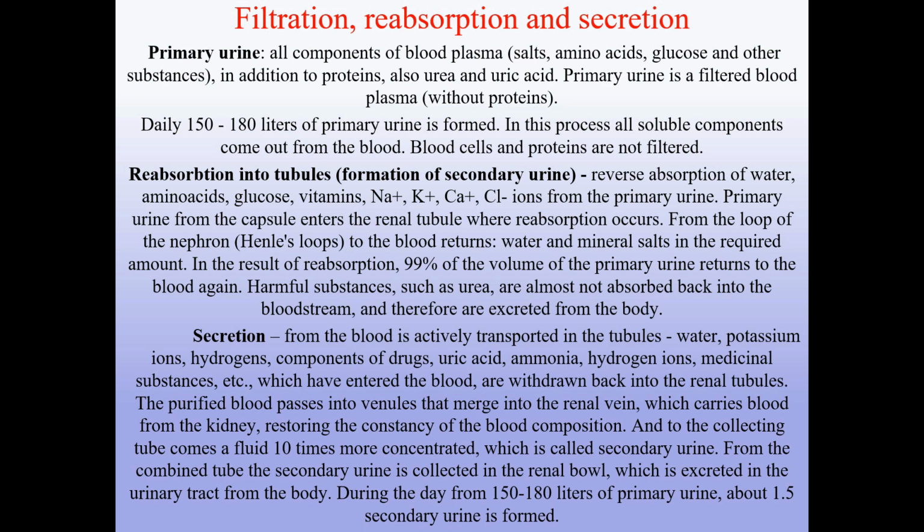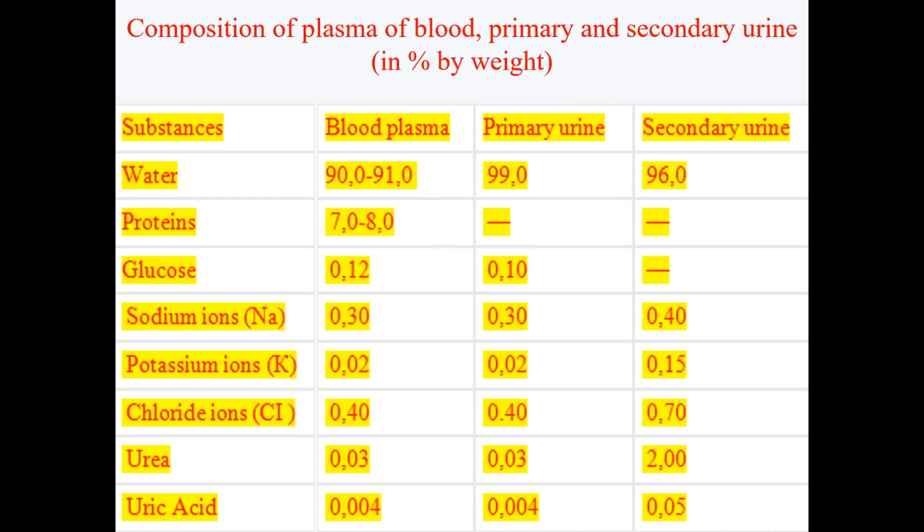And to the collecting tube comes a fluid 10 times more concentrated, which is called secondary urine. From the combined tube, the secondary urine is collected in the renal pelvis, from which it is excreted through the urinary tract from the body. During the day, from 150 to 180 liters of primary urine, about 1.5 to 1.8 liters of secondary urine is formed.